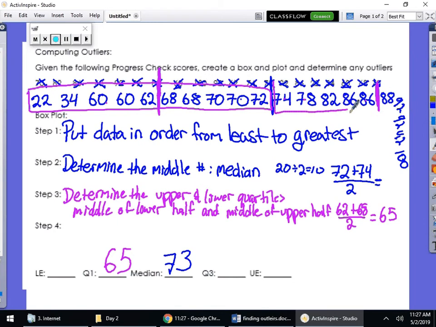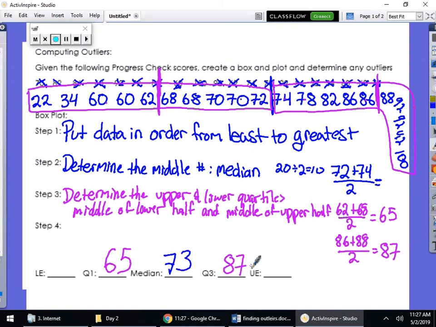So here's the upper part of the data. So 5 numbers, 5 numbers. So what's in between 86? So we're going to do 86 plus 88 divided by 2. That'll give us 87. So that's our upper quartile, 87.